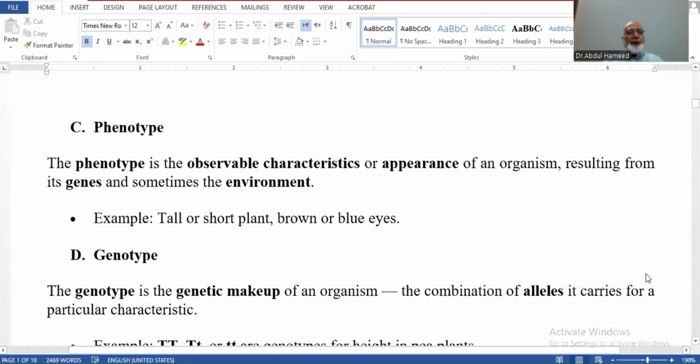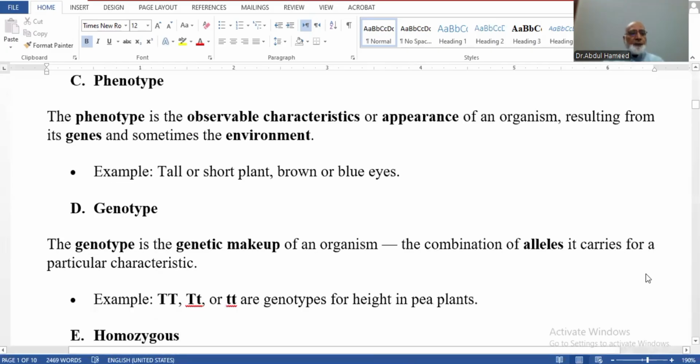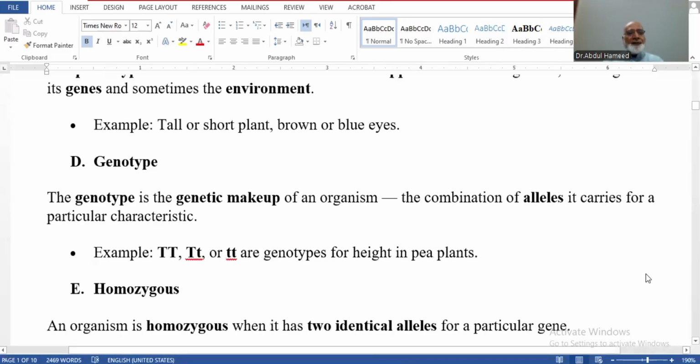Phenotype. Phenotype is the observable characteristics or appearance of an organism resulting from its genes and sometimes even environment. Example, tall or short plant, brown or blue eyes in humans or any other animal. So what is genotype? Genotype is the genetic makeup, the genetic base of an organism. The combination of alleles it carries for a particular characteristic.